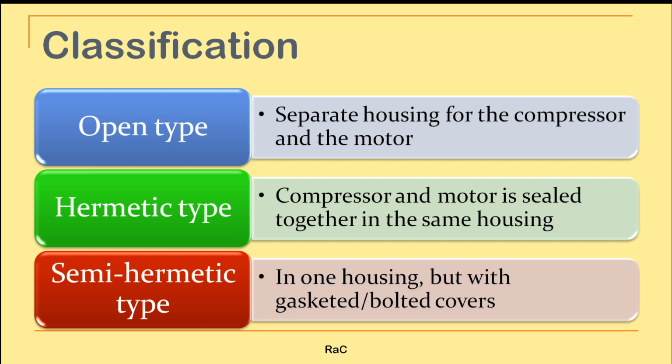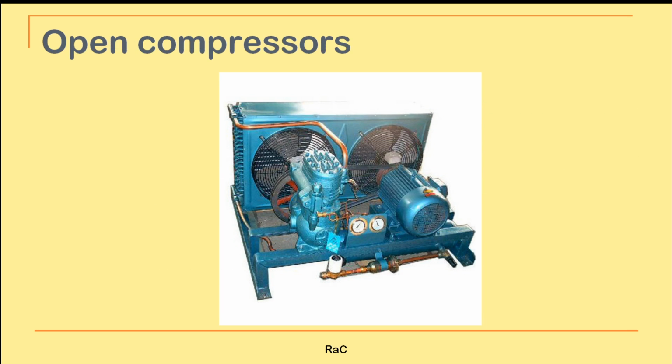Now, another type of classification is like this. Open type, where the prime mover, motor as well as the compressor are placed separately. There will be separate housing for these two. Hermetic type, both are mounted on the same housing. Both the motor and the compressor are mounted on the same housing, sealed together. Semi-hermetic type, motor as well as compressor will be in the same housing but with separated bolted covers. So this is a common example.